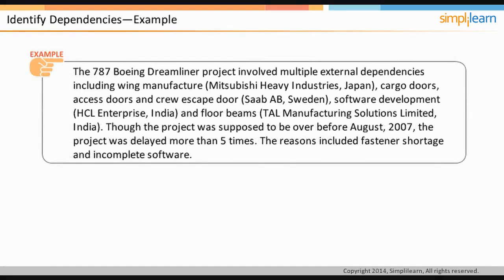The 787 Boeing Dreamliner project involved multiple external dependencies, including wing manufacture, Mitsubishi Heavy Industries, Japan; cargo doors, access doors, and crew escape door, Saab AB, Sweden; software development, HCL Enterprise, India; and floor beams, TAL Manufacturing Solutions Limited, India. Though the project was supposed to be over before August 2007, the project was delayed more than 5 times. The reasons included fastener shortage and incomplete software. Let us learn about preparing estimates in the next screen.